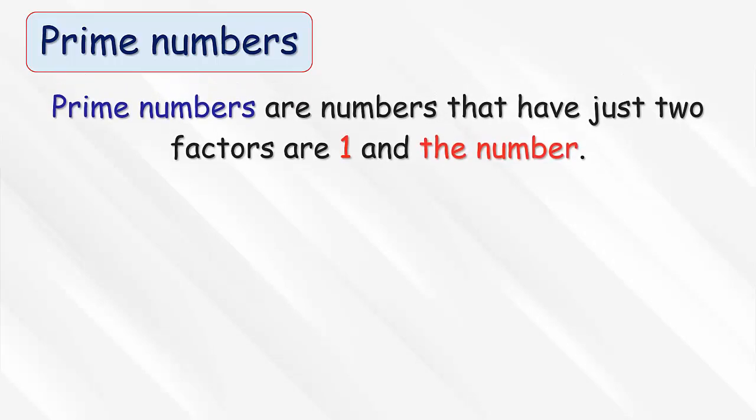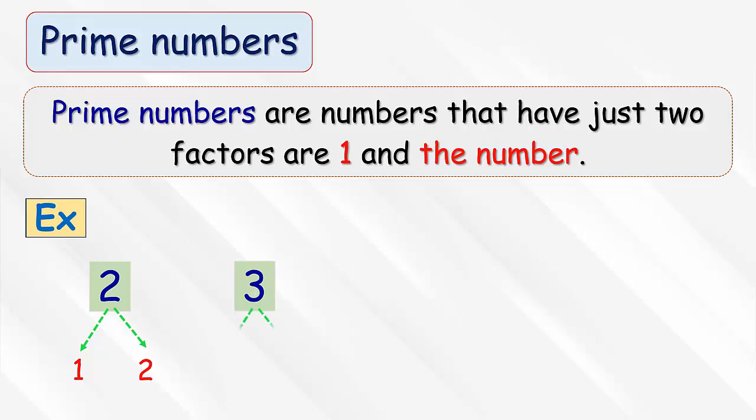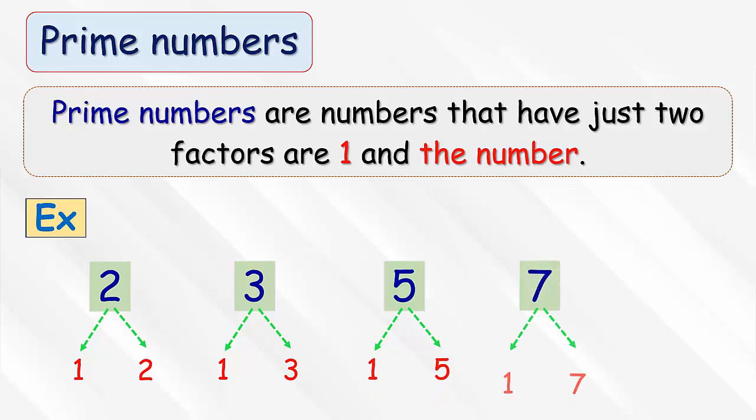Prime numbers are numbers that have just two factors, 1 and the number, like number 2, whose factors are 1 and 2, number 3, whose factors are 1 and 3, number 5, whose factors are 1 and 5, number 7, whose factors are 1 and 7, and number 11, whose factors are 1 and 11.